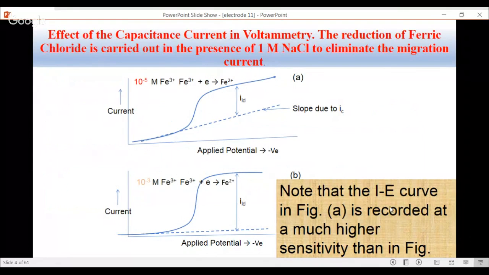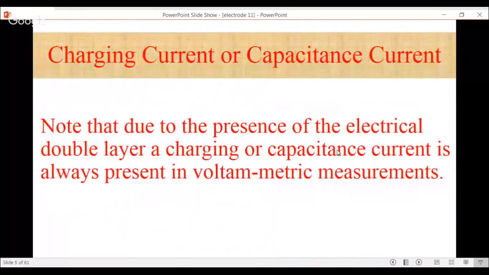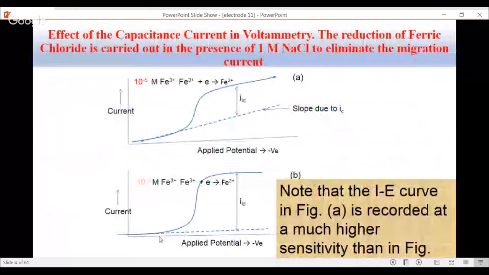So what it means is, whenever I have I-E curves recorded at much higher sensitivity than in figure 1, we have to note that due to the presence of the electrical double layer, a charging or capacitance current is always present in voltammetric measurements. So this is what we are talking about. This is the charging current, and this is the limiting current. In this case, this is the limiting current, and the concentration of the species must be proportional to the limiting current minus the charging current, I_D minus I charging current, or the magnitude of I_D.